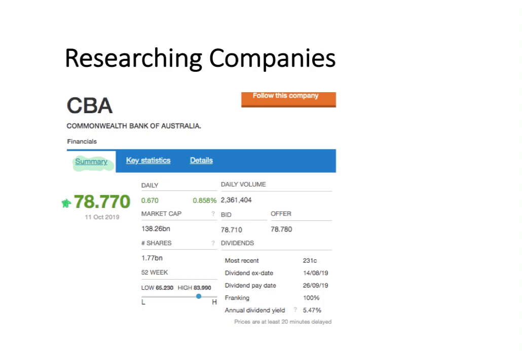So on the 11th of October, that was trading at $78.77 per share. It also gives us some other key information like the low and the high price over the last 12 months and where it is currently sitting in relation to that low and high price. It also gives you some information on the dividends, like the annual dividend yield that you can compare between two companies. So next we'll have a look at the key statistics tab and what information we can find under that.